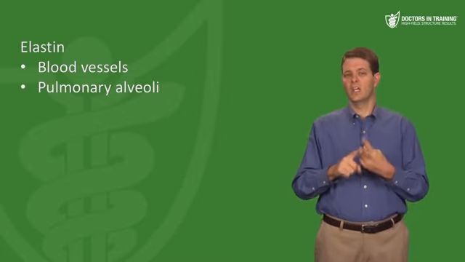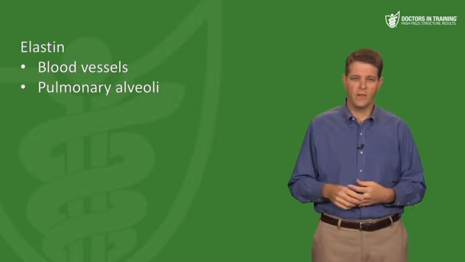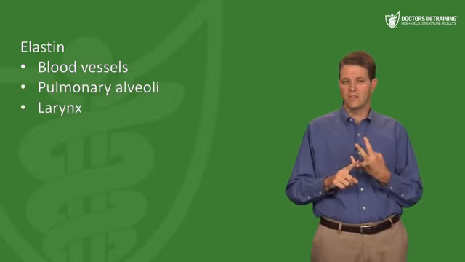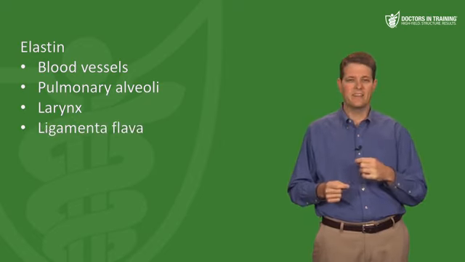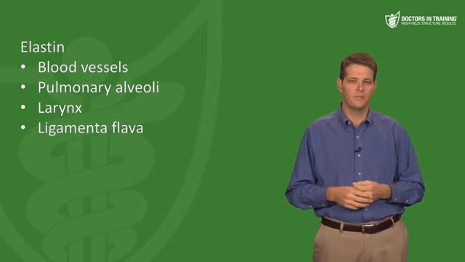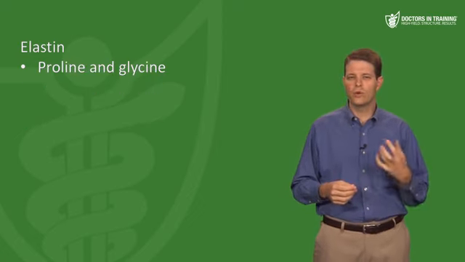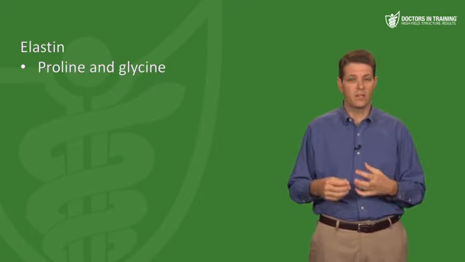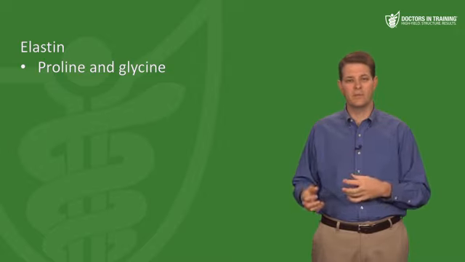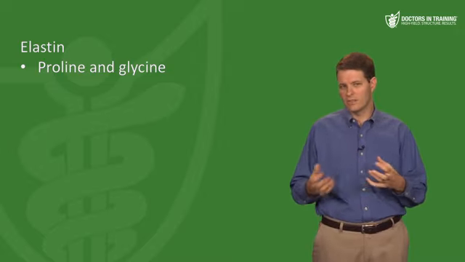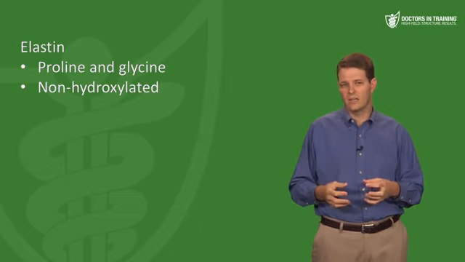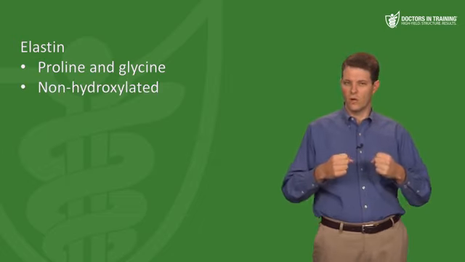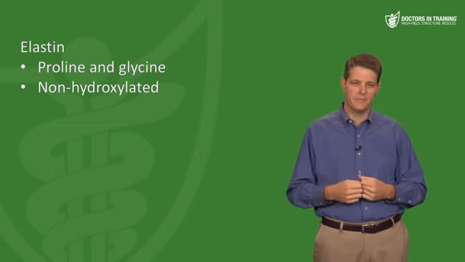The alveoli of the lungs have to be able to expand and fill up with air. It's found in the larynx. And also the spine needs to be able to bend and stretch. So we have elastin in the ligamenta flava along the spine. Now elastin has a lot of proline and glycine, whereas we said collagen is rich in proline, glycine, but also hydroxyproline, which is kind of unusual. And elastin is non-hydroxylated. So that's another difference between strong collagen and stretchy elastin.